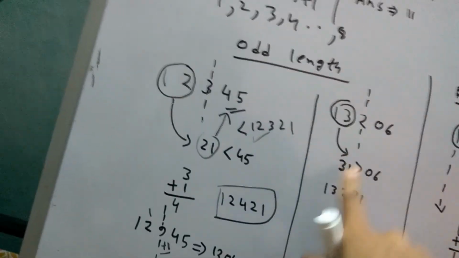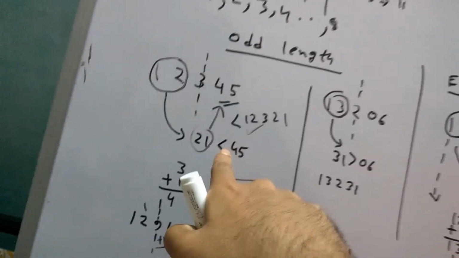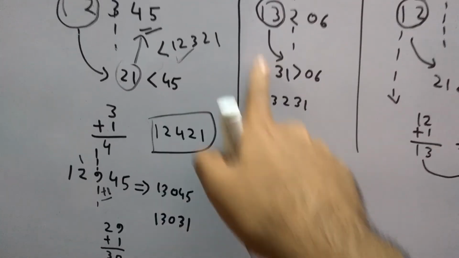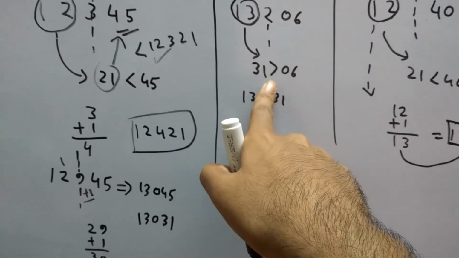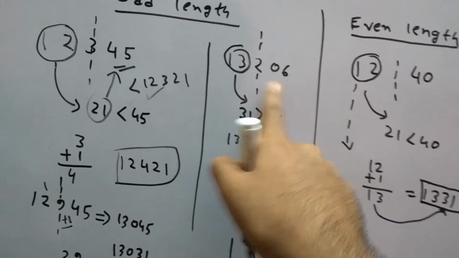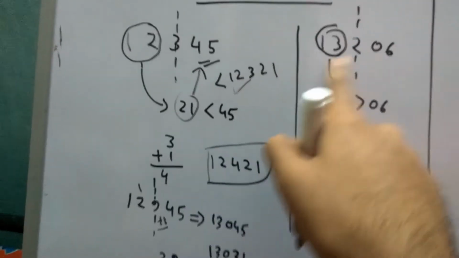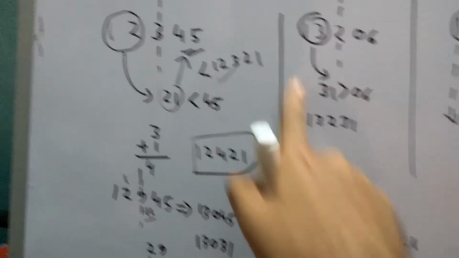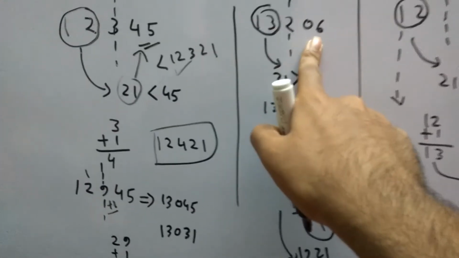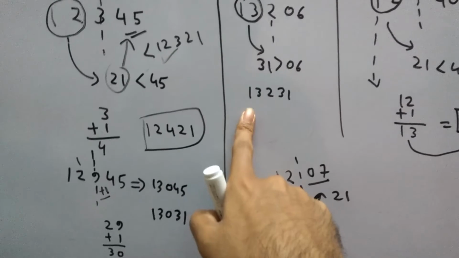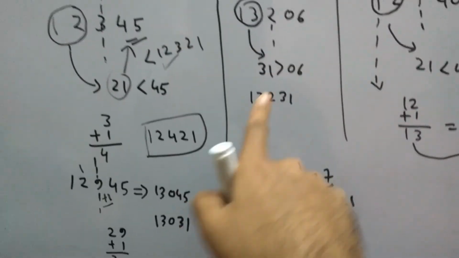Now another case is when the left part's reverse, like 13, whose reverse is 31, is exactly greater than the right part. So we don't have to add anything to the middle element. So we will just directly take the reverse of the left part and replace it in the right part. So the number becomes 13231. So this is our answer.